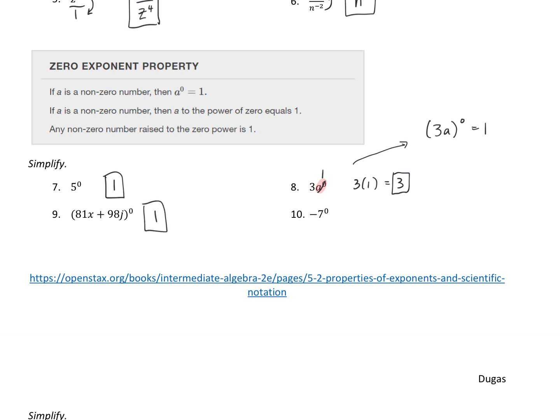Number 10, if you think this one is 1, you made a mistake here as well. The only thing raised to the 0 power is the 7, not the negative sign. So this would actually be -1. Again, if you wanted it to be 1, the -7 would have to be in parentheses. -7 in parentheses raised to the 0 power is 1. If you don't have parentheses, it's going to be -1.